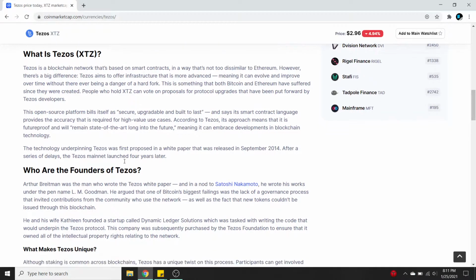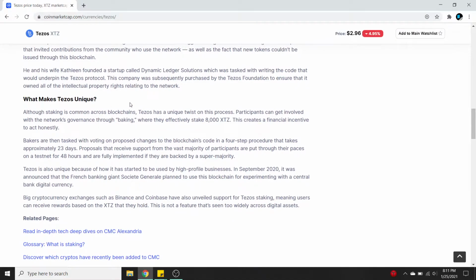So, what makes Tezos unique? Although staking is common across blockchains, Tezos has a unique twist on this process. Participants can get involved with the network's governance through baking, where they effectively stake 8,000 XTZ. This creates a financial incentive to act honestly. Bakers are then tasked with voting on proposed changes to the blockchain's code in a four-step procedure that takes approximately 23 days. Proposals that receive support from the vast majority of participants are put through their paces on a testnet for 48 hours and are fully implemented if they are backed by a supermajority.